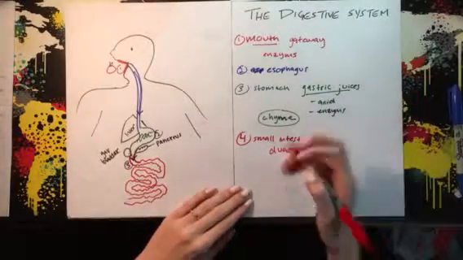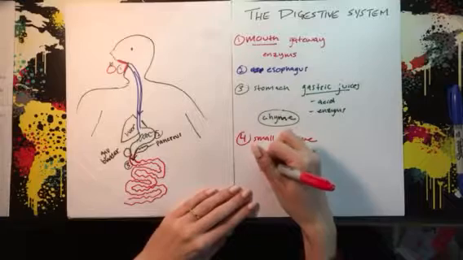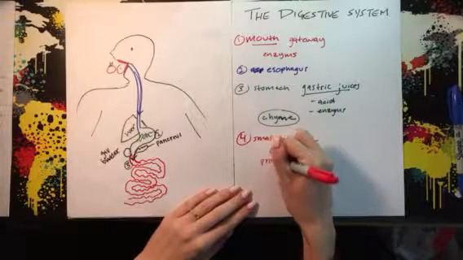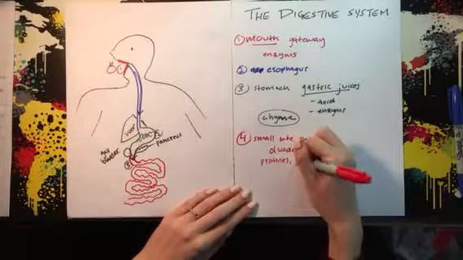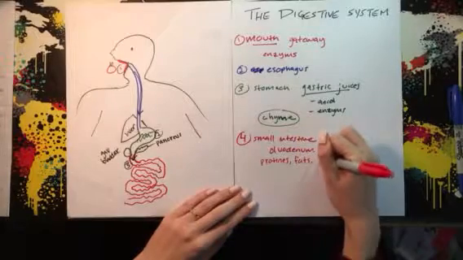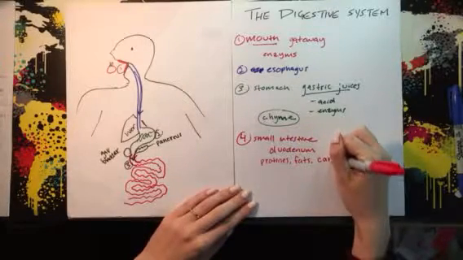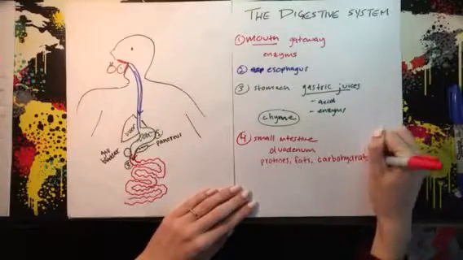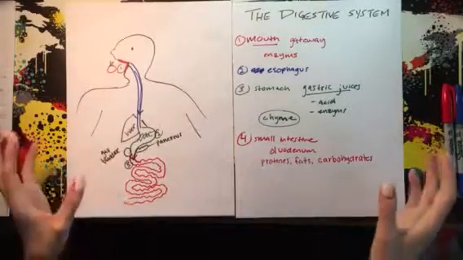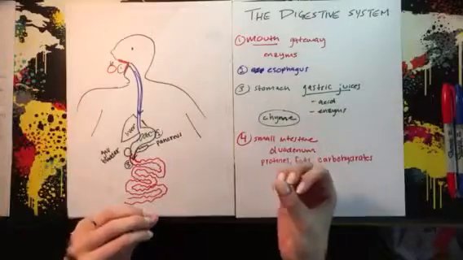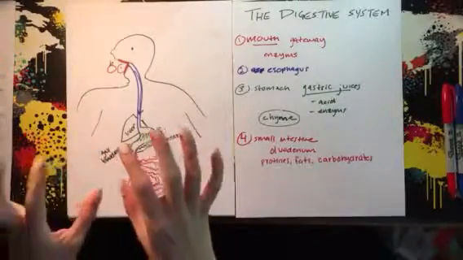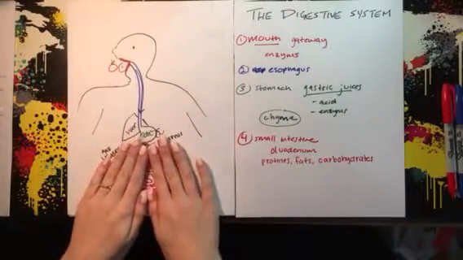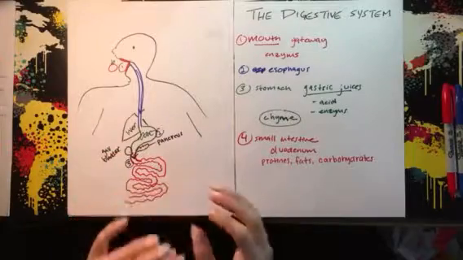So this is where we get proteins, fats, and carbohydrates into our body. So our body is able to absorb those vitamins and minerals at this point in the digestive system.